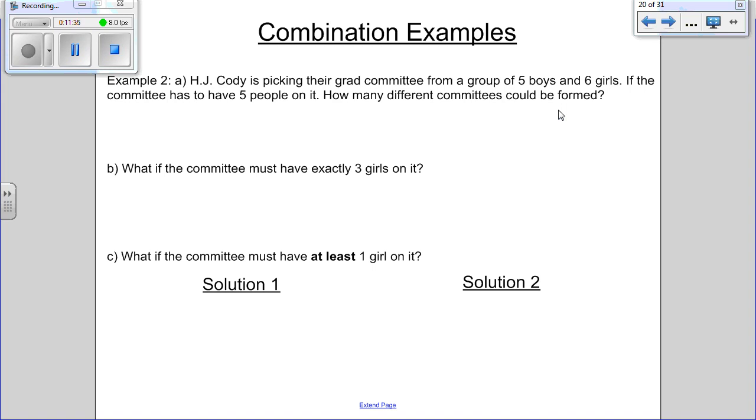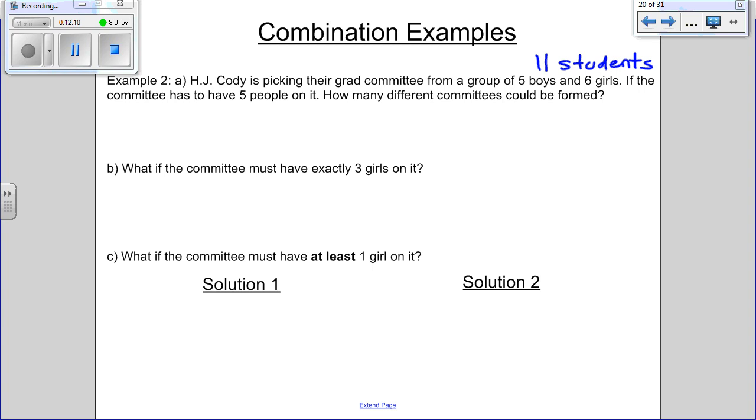How many students total do you have? You have 11. Does the question say anything about it has to be boys, it has to be girls at this point? Nothing. So you're just worried about, here's my 11 people, I need 5 of them to represent the grad committee. Does it matter if you were the first person on the grad committee, the 3rd person, or the 5th person? Is there a difference? No. All 5 have equal rights, equal roles, equal responsibilities. They're all the same. So order does not matter.